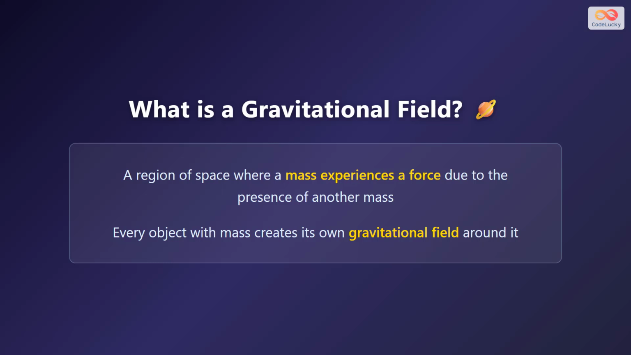A gravitational field is a region of space where any mass will experience a force due to the presence of another mass. Think of it this way: every object that has mass, whether it's a planet, a star, or even a small rock, creates its own gravitational field around it. This field extends through space, and any other mass that enters this region will feel an attractive force pulling it toward the source.